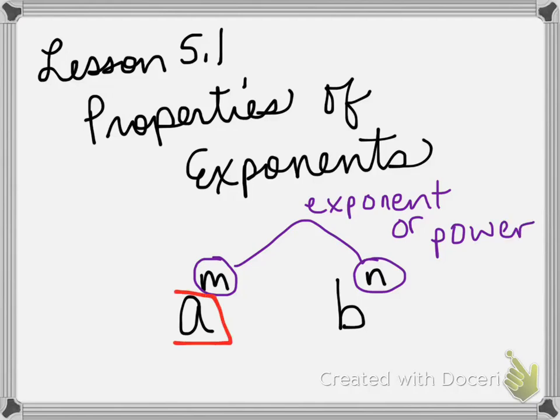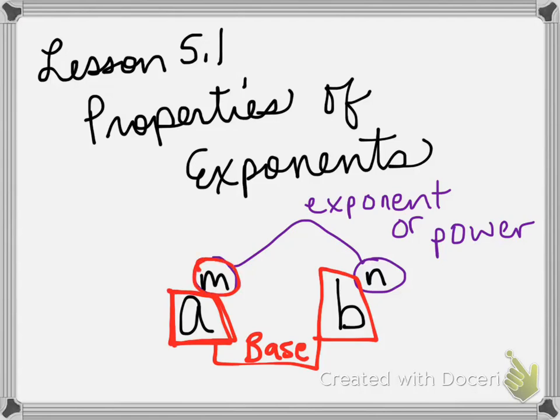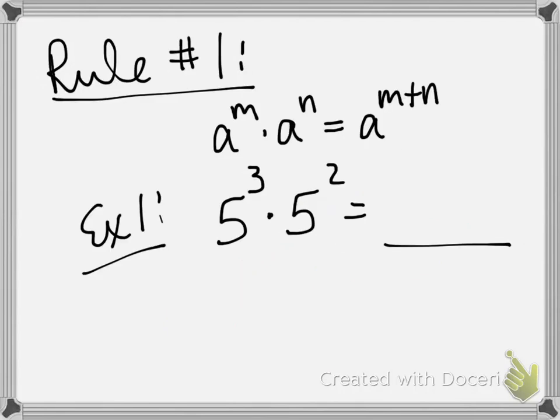The number that is the big number at the base of the problem is called the base number. So in my first example here, a is my base, m is my exponent. In my second example, b is my base, n is my exponent. And I could say exponent, or I could call it a power.